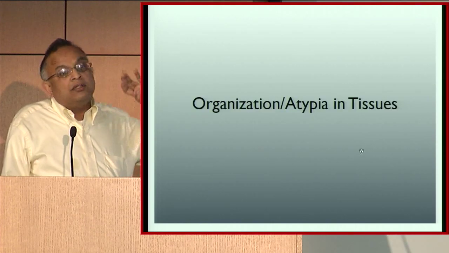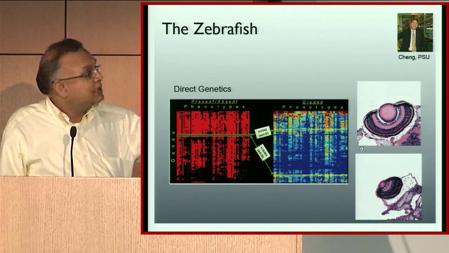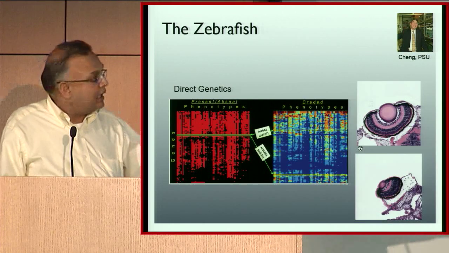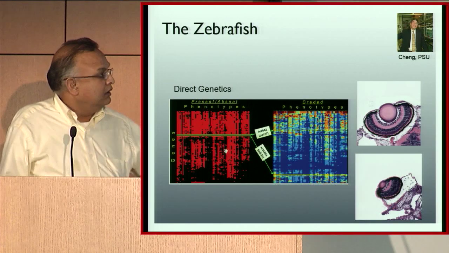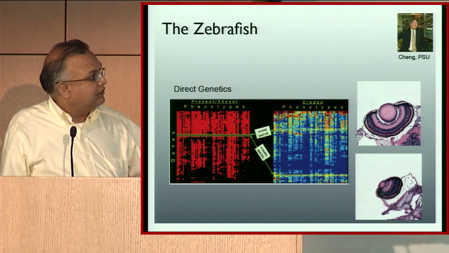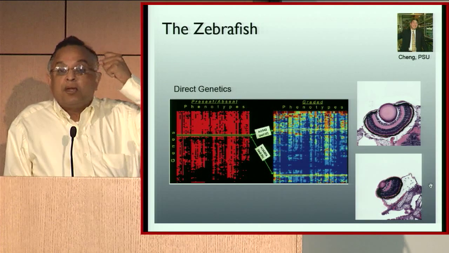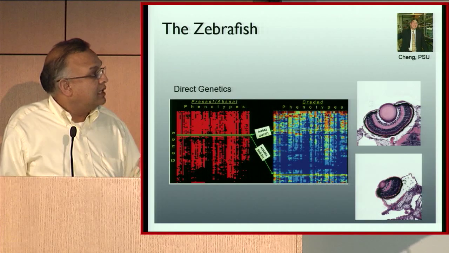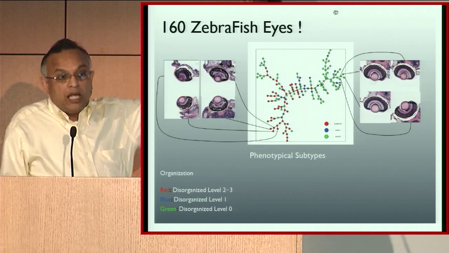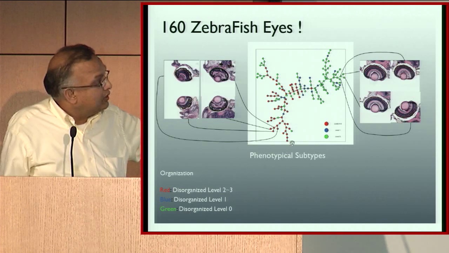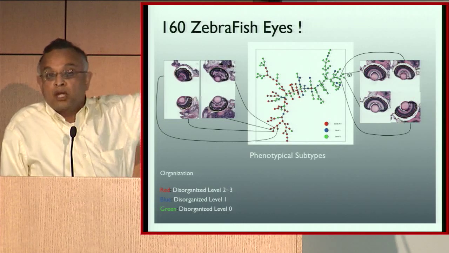Okay, and not just at the nuclear level, we could do the same with the tissue. This is on a project we are working on with somebody at Penn State, where he basically does direct genetics. Using different assays, he creates all these phenotypes of the zebrafish. Some of them have big eyes, some of them have small eyes, and essentially the goal is to look at all these phenotypes together. Can you actually organize all these phenotypes? Here you have an organization of 160 phenotypes, and we're looking at the eyes.